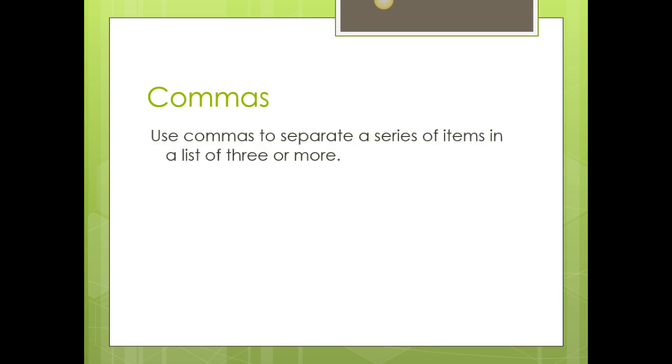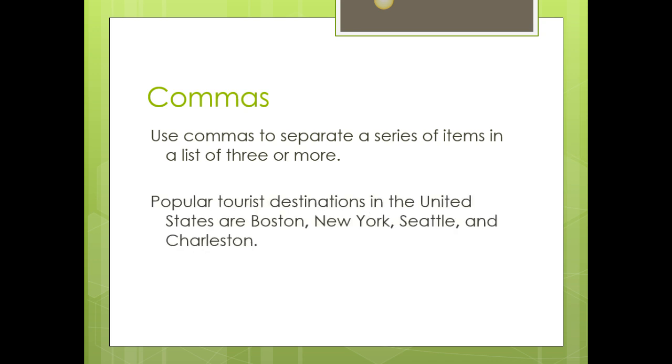Okay, so let's go over some basic rules of comma usage. First of all, use commas to separate a series of items in a list of 3 or more. So if you have a list of 3 things or more, use a comma to separate them. Here's an example. Popular tourist destinations in the United States are Boston, New York, Seattle, and Charleston.